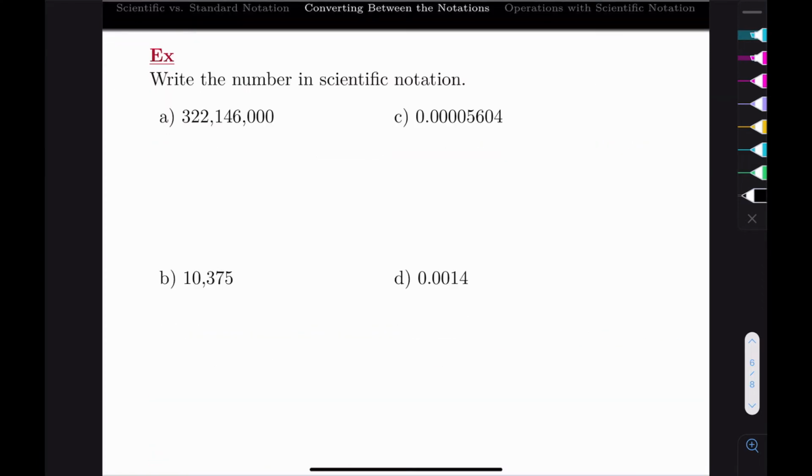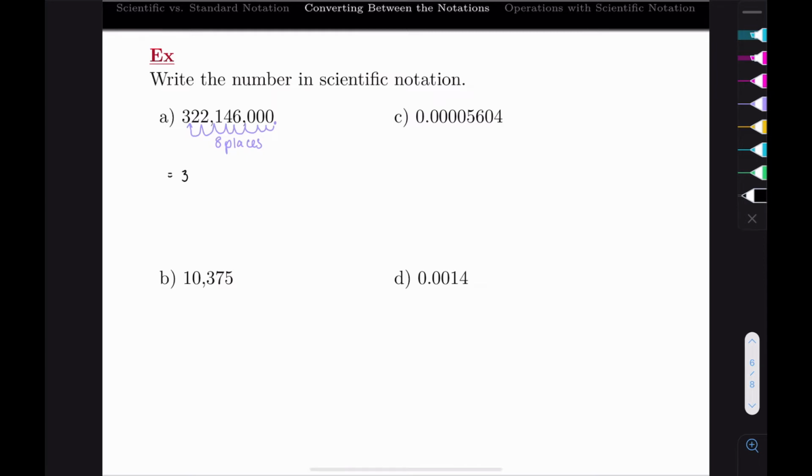So we're going to just do a bunch of examples. We want to write the number that's given to us in scientific notation. And so again, very first thing, my decimal is currently sitting here. I want to move the decimal right after the 3. That is my first non-zero number. If we do that, it has to move 1, 2, 3, 4, 5, 6, 7, 8 places in total. Okay, so I know that's going to be the exponent on my 10.